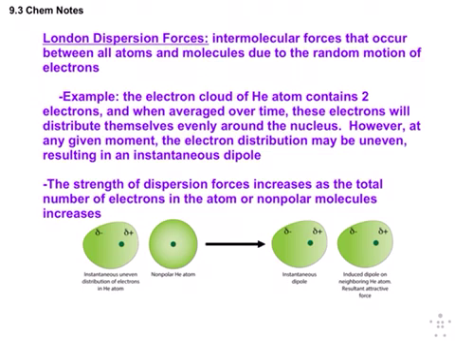The strength of dispersion forces increases as the total number of electrons in an atom or nonpolar molecule increases. So that means oxygen will have a stronger dispersion force than nitrogen, because oxygen has 8 electrons versus nitrogen's 7 electrons. Okay, so here quantity matters. Quantity of electrons matters.